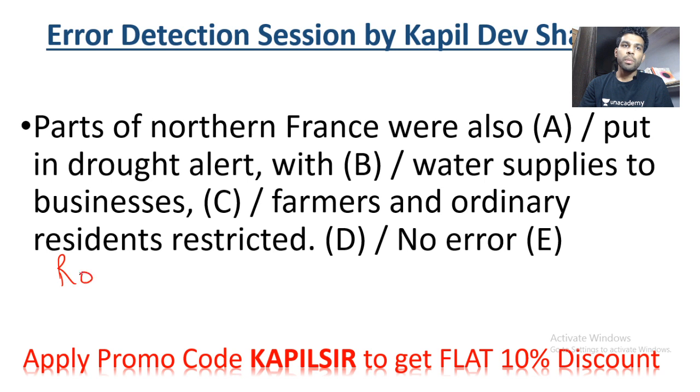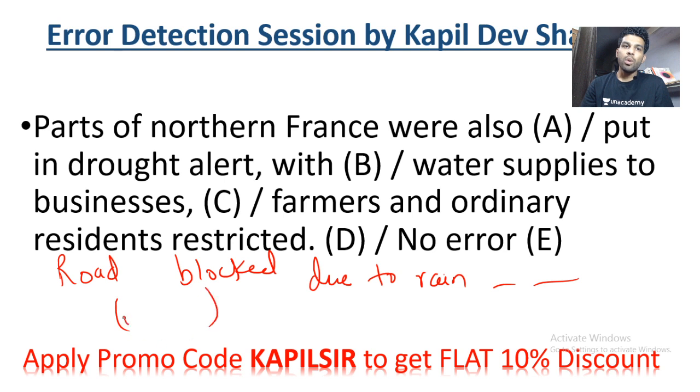The roads blocked due to rain. We can directly put an adjective there, and it means the roads which were blocked. I repeat, the roads which were. We can drop this, we can omit this. Similarly, it is residents who were restricted. So it's okay to drop this, who were restricted.